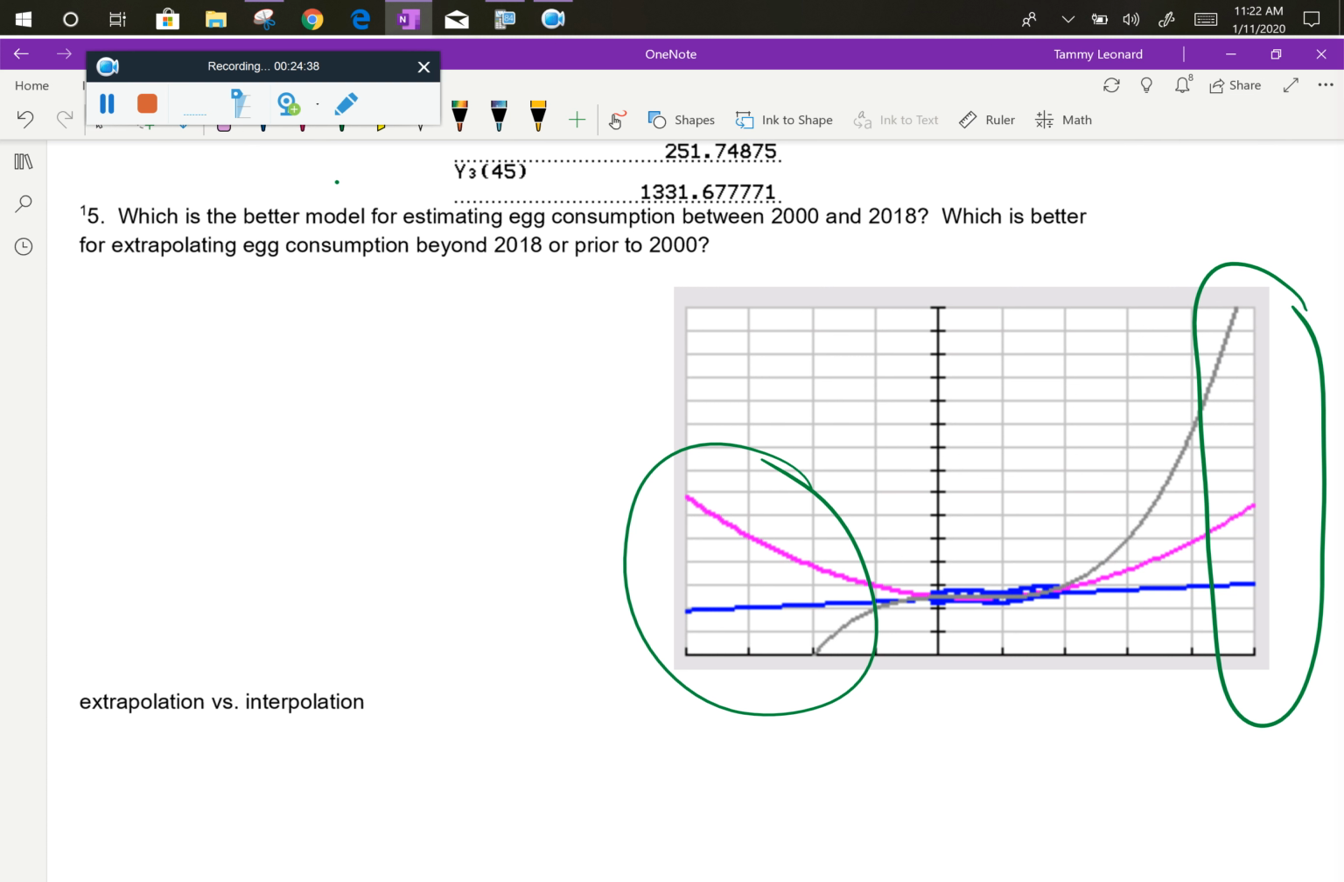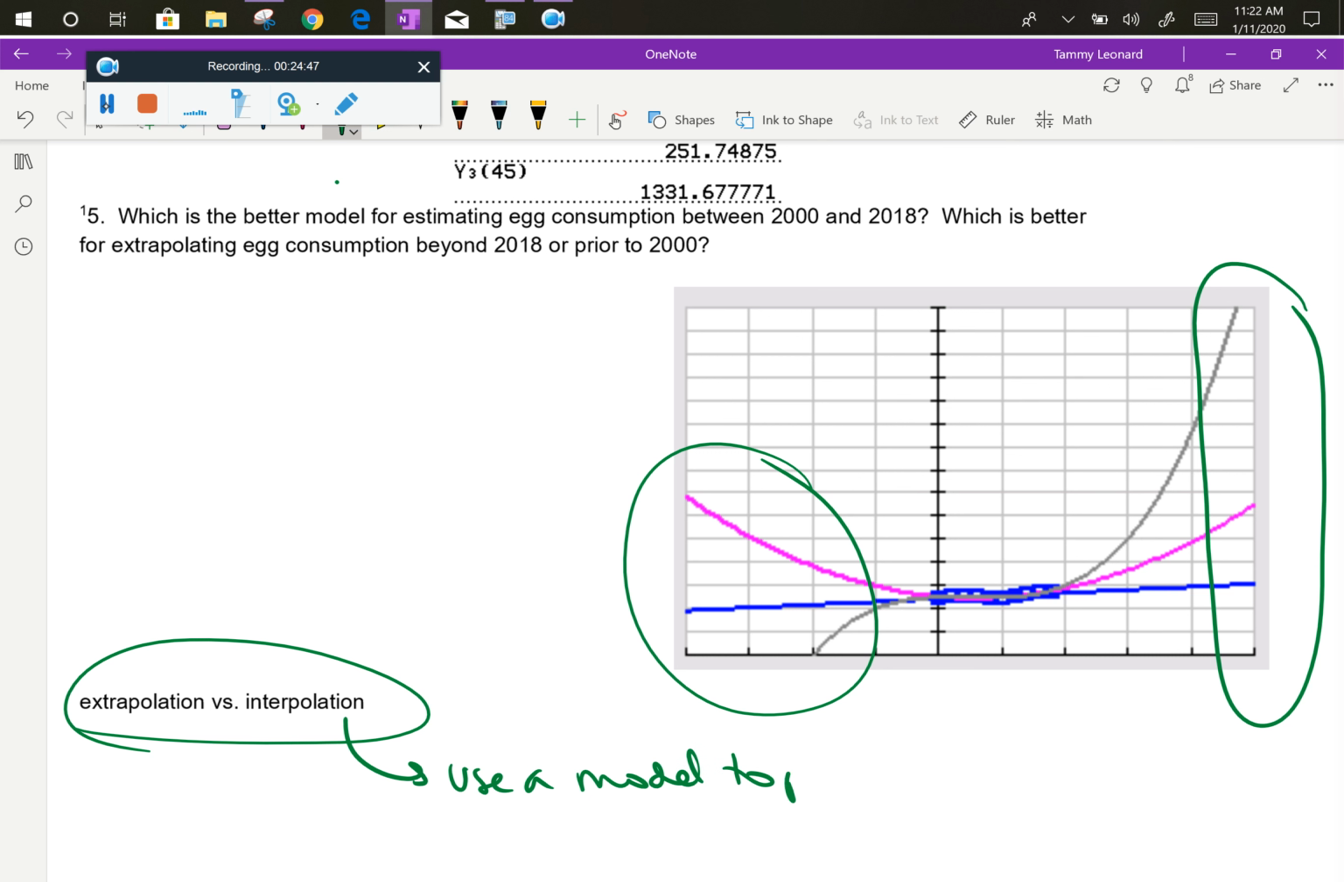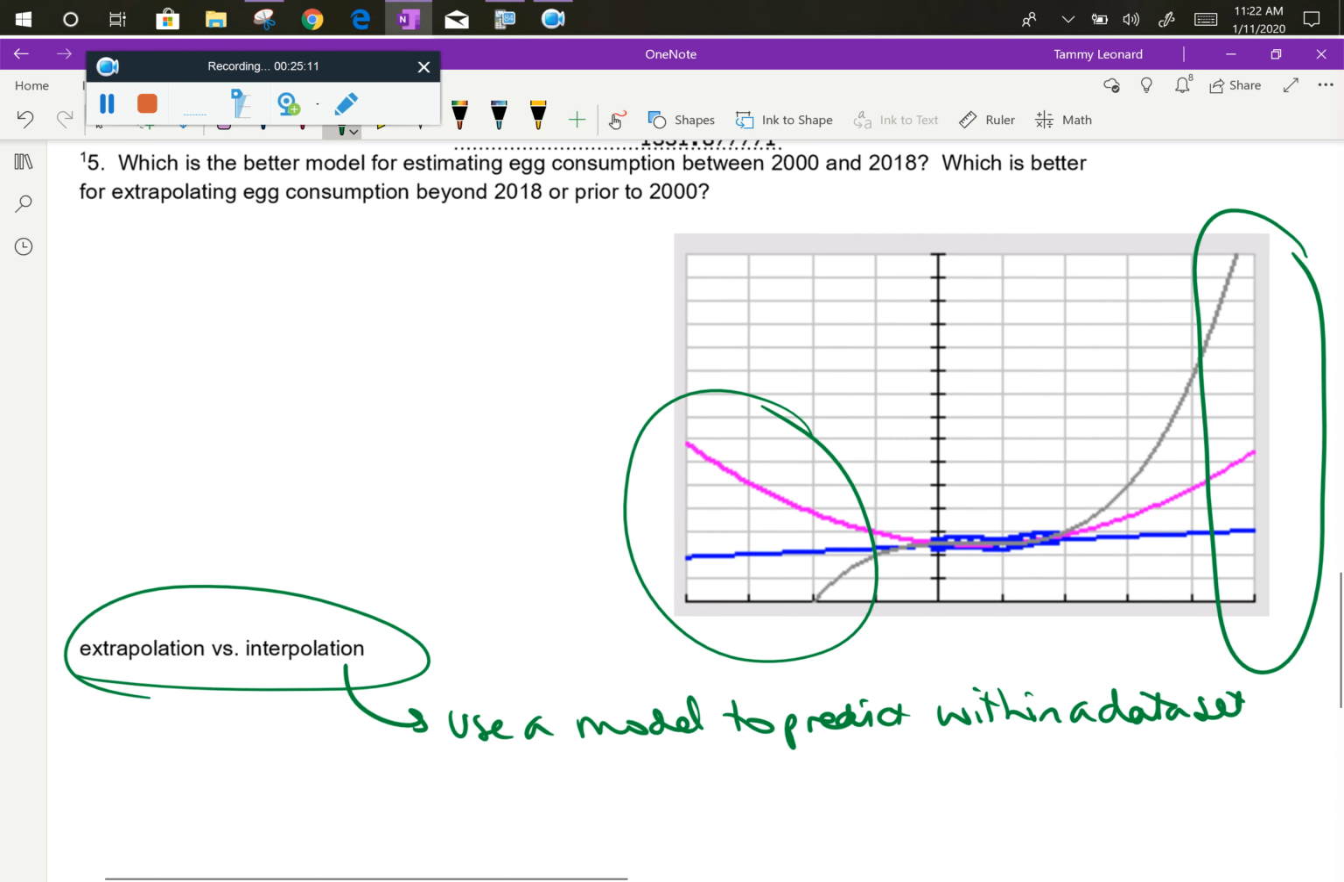So we get to this interesting concept of interpolation versus extrapolation. Interpolation is when you use a model to predict within a data set. So that was like looking at 2009. That was a value that you weren't given that fell between two values that you were given. Each of the other values you were asked to look at fell outside of the data set.